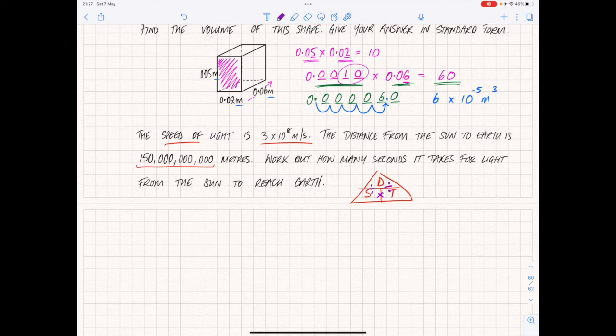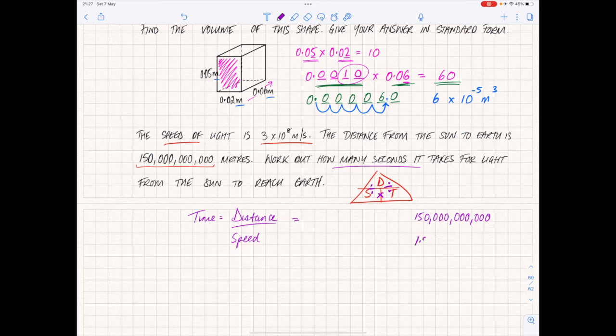So in this one, I'm actually being asked to find how many seconds, which is time. So I know time is equal to distance divided by speed. Okay, so we know that the distance is 150 billion meters. Now, because my answer needs to be in standard form, I'm going to convert this 150 billion into standard form.